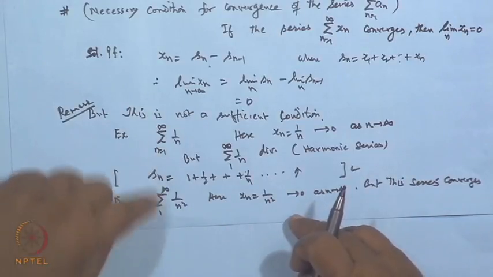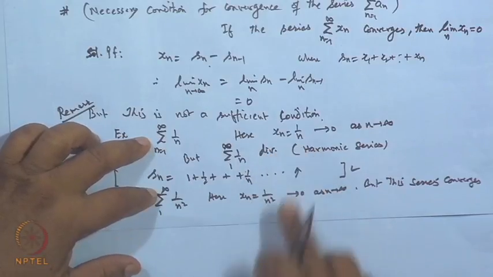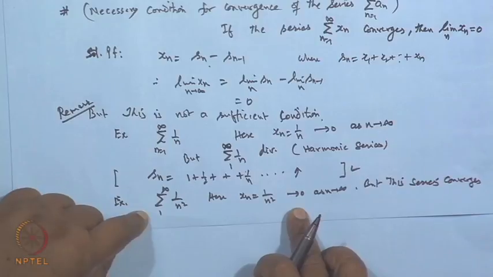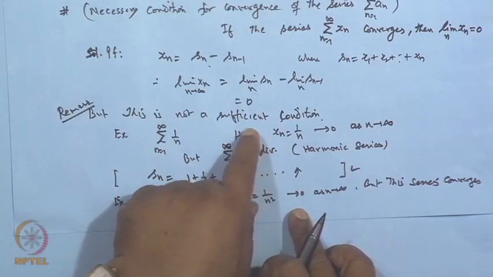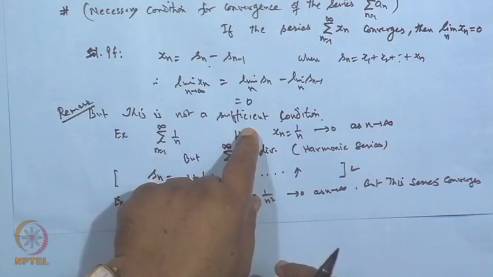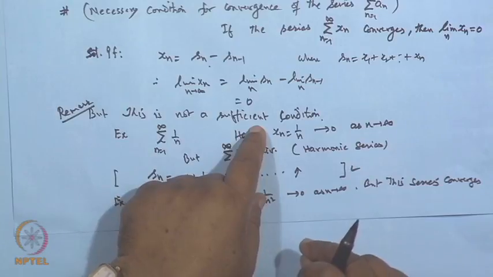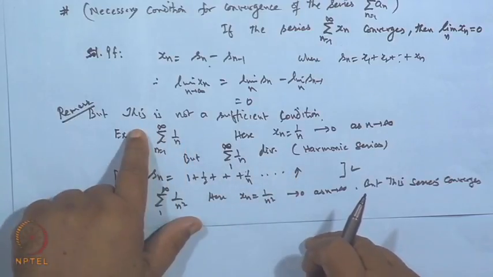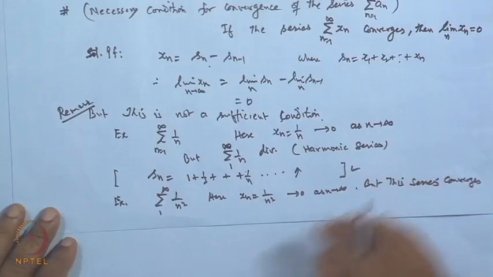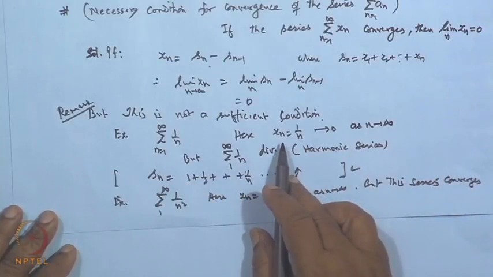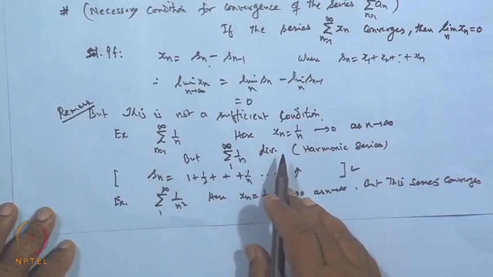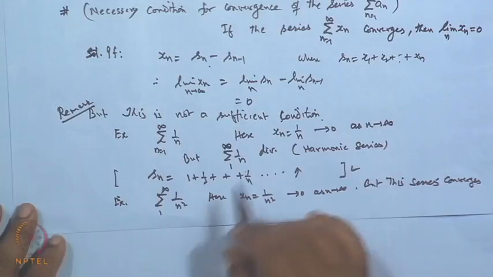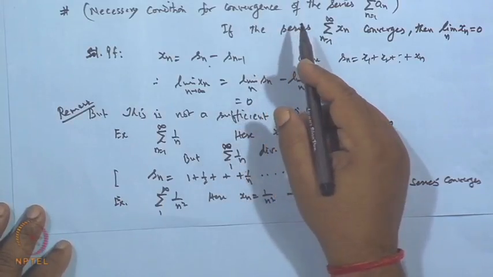But what is the point? You see that in both the series the nth term goes to 0, but one series diverges, the other converges. So, taking the sequence x n, the nth term, and checking whether it is tending to 0 or not will not give a conclusion either. Just tending to 0 will not imply the series is convergent, because it may be divergent also. However, if we take any series sigma x n whose nth term does not go to 0, then the series has to be a diverging series, because if it is convergent, then correspondingly the nth term must go to 0.